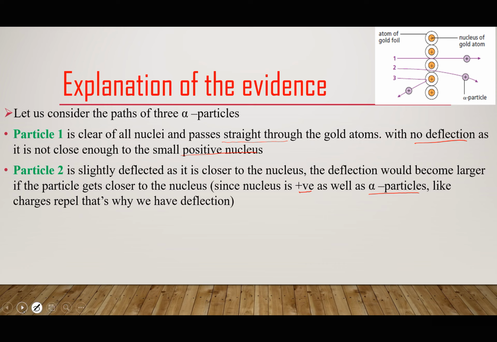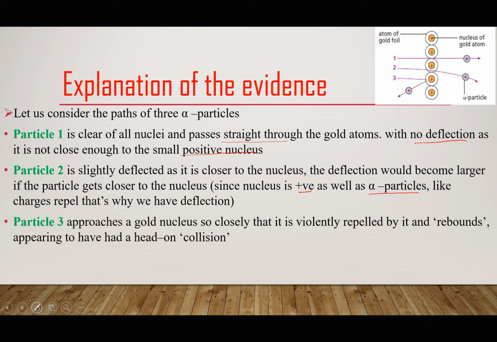Then when we look at particle 3, it approaches the gold nucleus so closely that it is violently repelled by it and rebounds, appearing to have had a head-on collision. Because particle 3 is almost in line with the center of the nucleus, that is its original path, it is deflected through a large angle greater than 90 degrees.